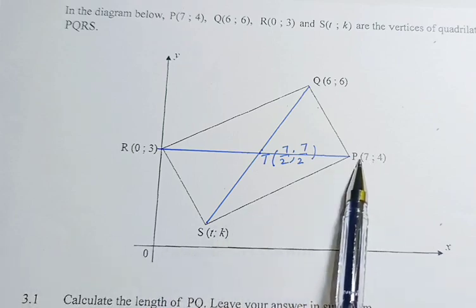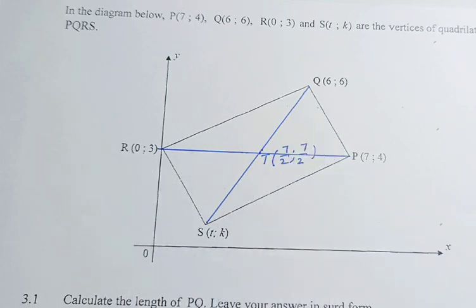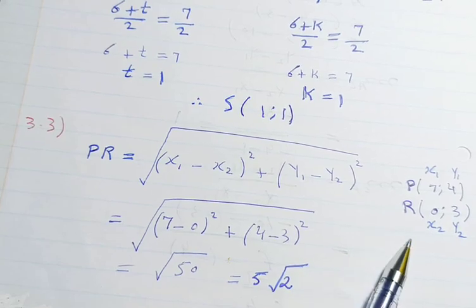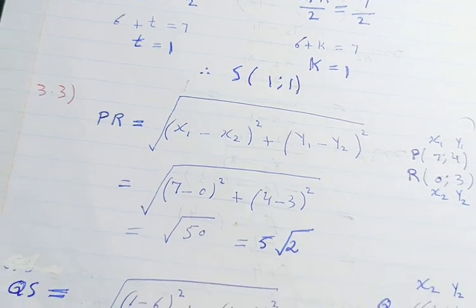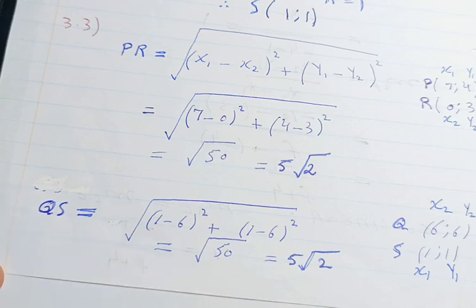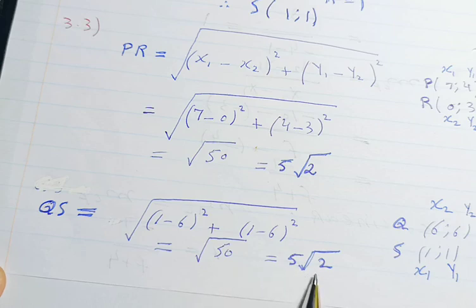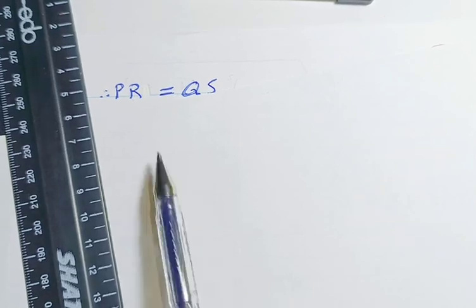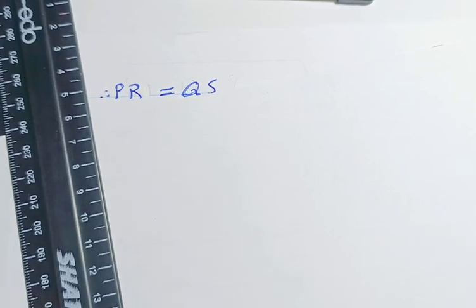I'm going to find the length of PR and the length of QS. I have the coordinates of P and R, and I plug them into this formula. Through the distance formula I find 5 multiplied by square root of 2. I must leave it in surd form, and then I need to find the length of QS as well. I apply the distance formula, these are the coordinates of Q and S, and I find the answer, also 5 multiplied by square root 2. Therefore PR is equal to QS because they have the same length.